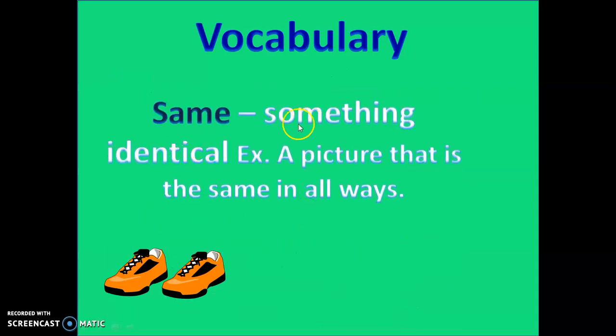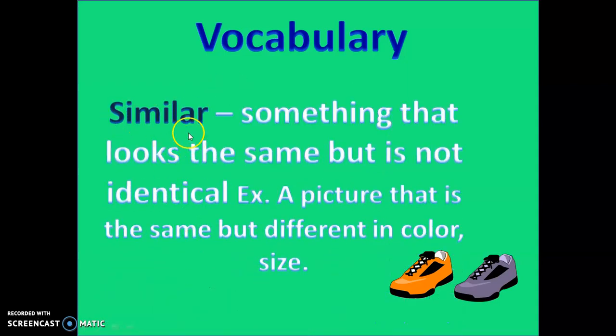Same means something identical. An example of something that is identical is a picture that is the same in all ways. For this slide, your example is this picture of these two shoes. They are the same or identical, meaning that they are both orange and they both have black on them. They both have black laces with white, and the inside of the shoes are also white. The shoes are also the same size, so everything about these pairs of shoes is identical. Many other things can be identical, like the size of your hands, the size of your feet. There are different things that can be identical other than pictures.